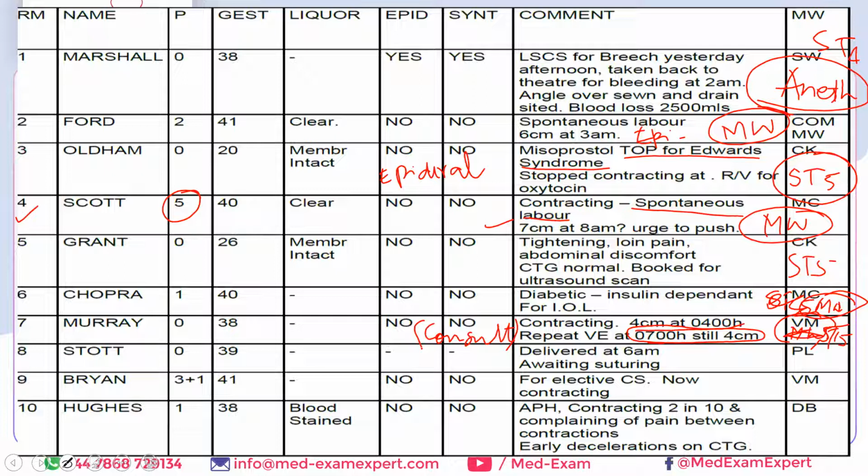Now room number 10, primary patient, 38 weeker, with a blood-stained liquor, and she's having antepartum hemorrhage, contracting 2 in 10, and complaining of pain between contractions.